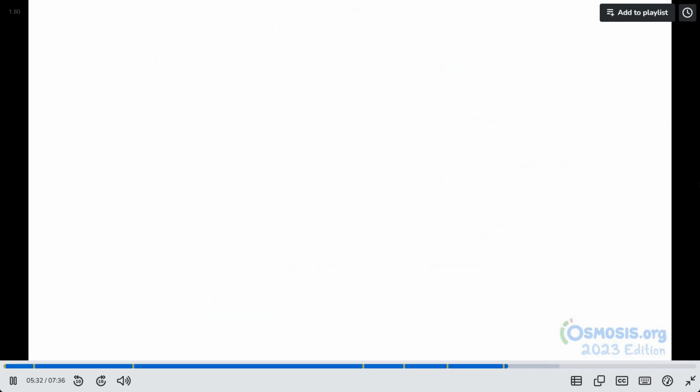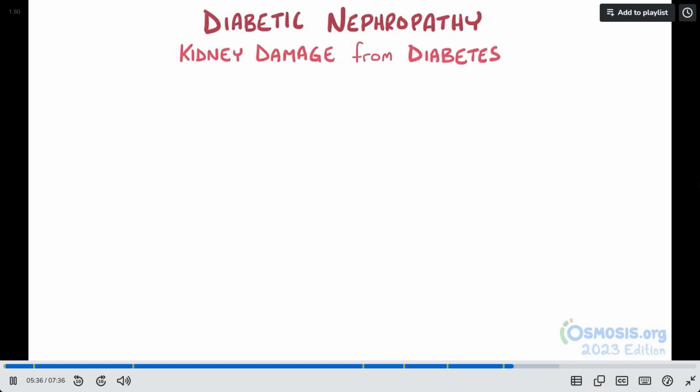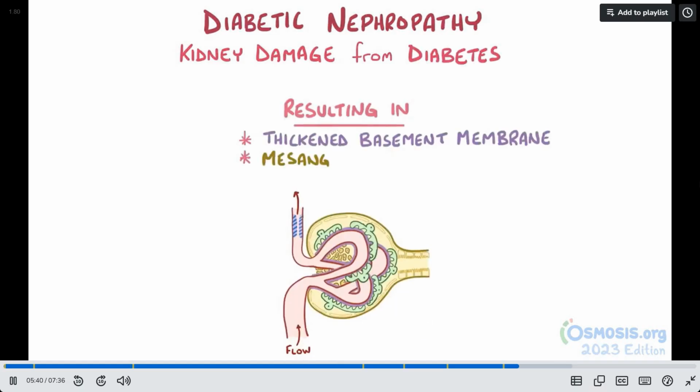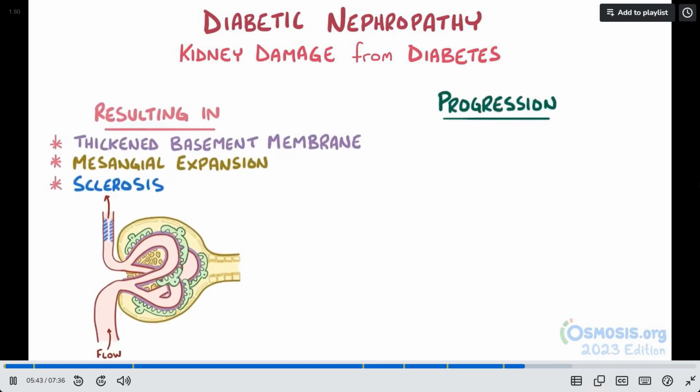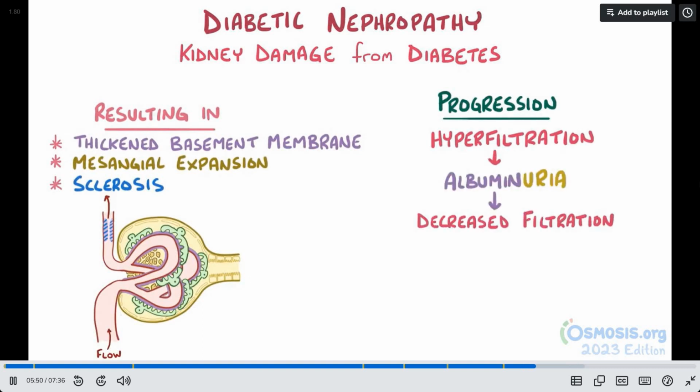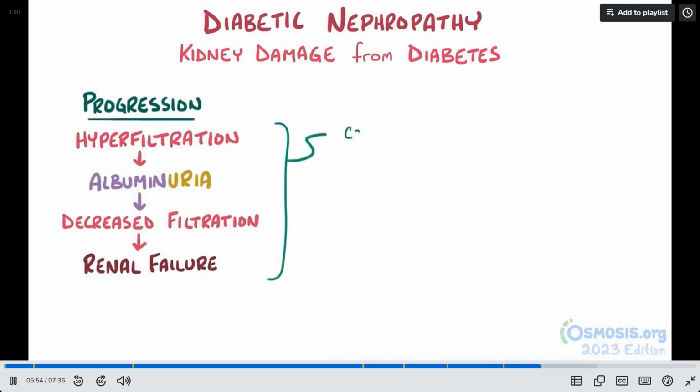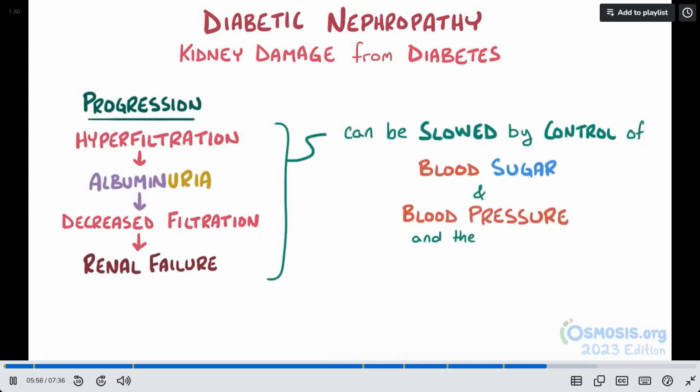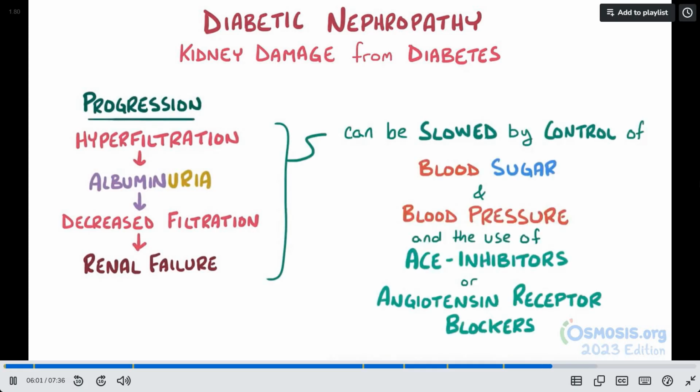Alright, as a quick recap. Diabetic nephropathy is kidney damage that's caused by diabetes, which results in glomerular basement membrane thickening, mesangial expansion, and sclerosis. An initial phase of increased glomerular filtration rate is followed by progressive albuminuria, then a gradual decline in glomerular filtration rate, and finally renal failure. This progression can be slowed by tight control of blood sugar and blood pressure, and the use of ACE inhibitors or angiotensin receptor blockers to decrease pressure specifically within the glomerulus.